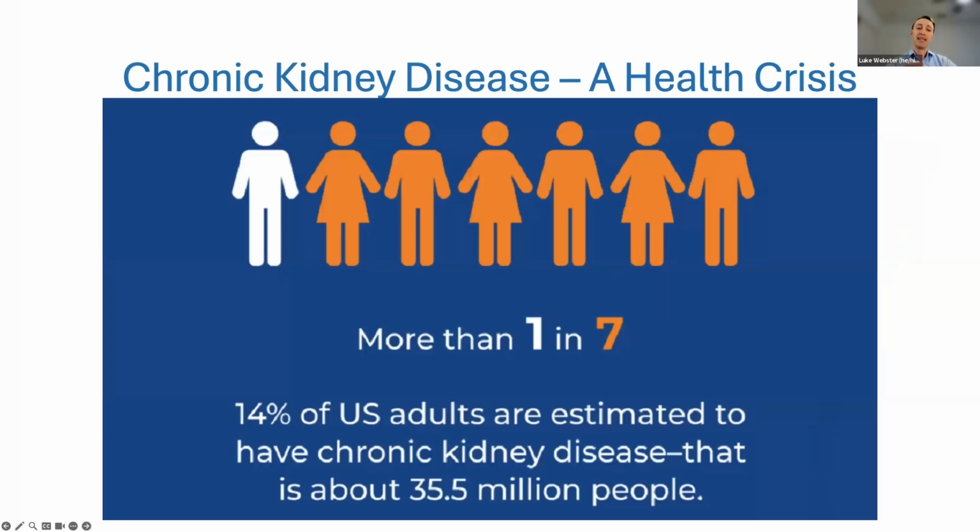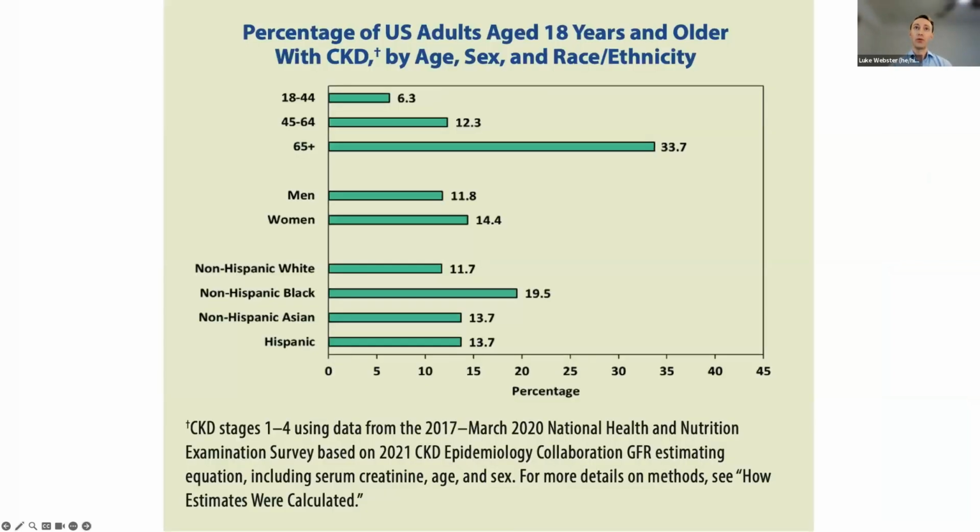So where are we as a whole? At least in the US, up to 14% of patients are estimated to have CKD. That's about 35 to 37 million in just the general population. When we look at that distribution across age, it is highest in elder patients who are over 65. Up to 33% of patients over 65 are estimated to have chronic kidney disease, and that number in the 40 to 60 range is about 12%.